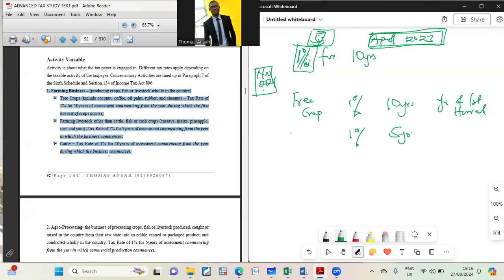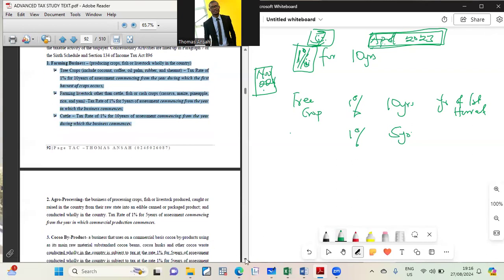So all you need to do is that tree crop, 1%, 10 years, year of first harvest. Farming other than livestock, 1%, 5 years, business commencement. Cattle, 1%, 10 years, business commencement. All right, so that is that. But the 1% I'm talking about changed in April 2023.